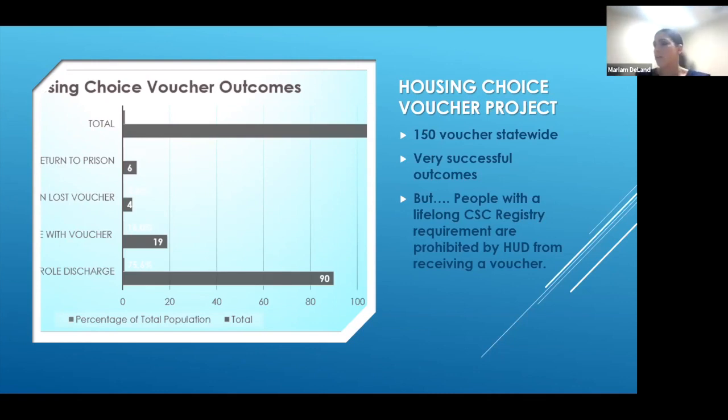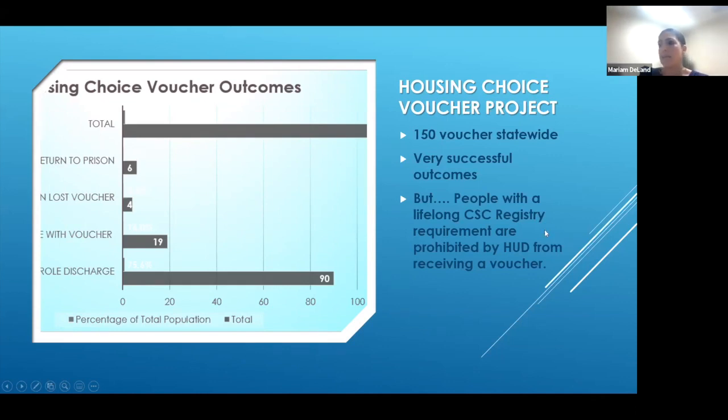Statewide, around 1 out of 4 people who leave prison go back within 3 years. Within the first 150 vouchers, there's been more by now, but the last numbers that I looked at, only 6 people had gone back to prison. So if we want to look at a way to dramatically reduce the number of people who go back to prison, looking at a very difficult population to work with, we can see that people who get a housing choice voucher are far less likely than the average person on parole to go back to prison.